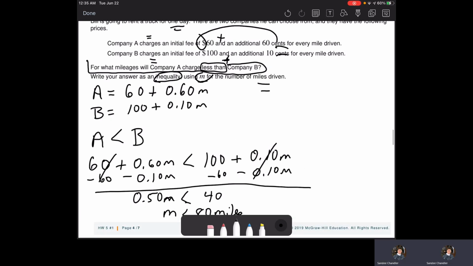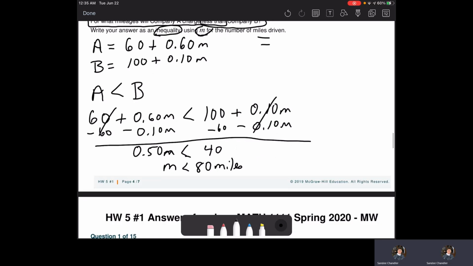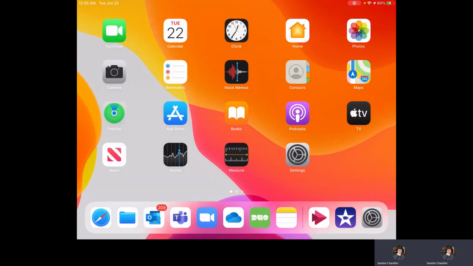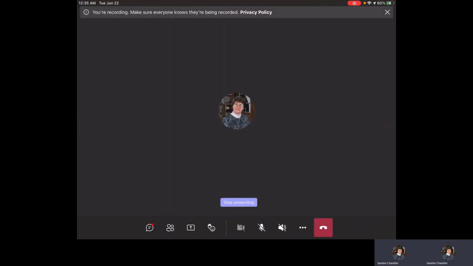So Company A will charge less than Company B as long as you keep it less than 80 miles. You go over 80 miles, you're better off with Company B. That concludes homework 5's hints. And I'm turning off the recording.